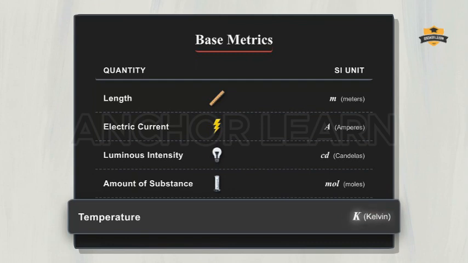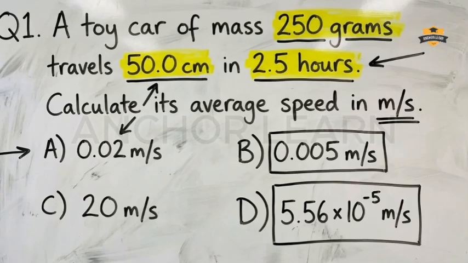Temperature requires special attention because of how we use it in daily life. While we use Celsius for the weather, the SI unit for physics is Kelvin. Using Celsius in a gas law equation, for example, will result in an incorrect answer. Learning these 7 pairings ensures you can identify the correct units even when an examiner tries to mix different systems.